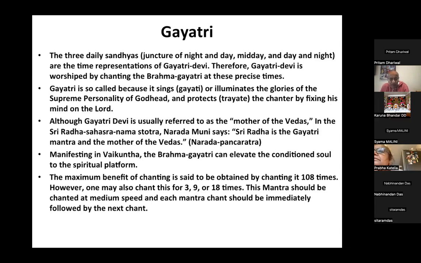So any questions, any comments? Yes, Kamalini. Prabhu, does that mean we have to do 108 times for the maximum benefit of chanting? Does that mean we have to do the Gayatri mantra as well? Well, the spiritual master, our guru, gave it to us to chant 10 times in the morning, afternoon, and evening. We do it on the fingers, you know how you count. Oh yeah, I do that.